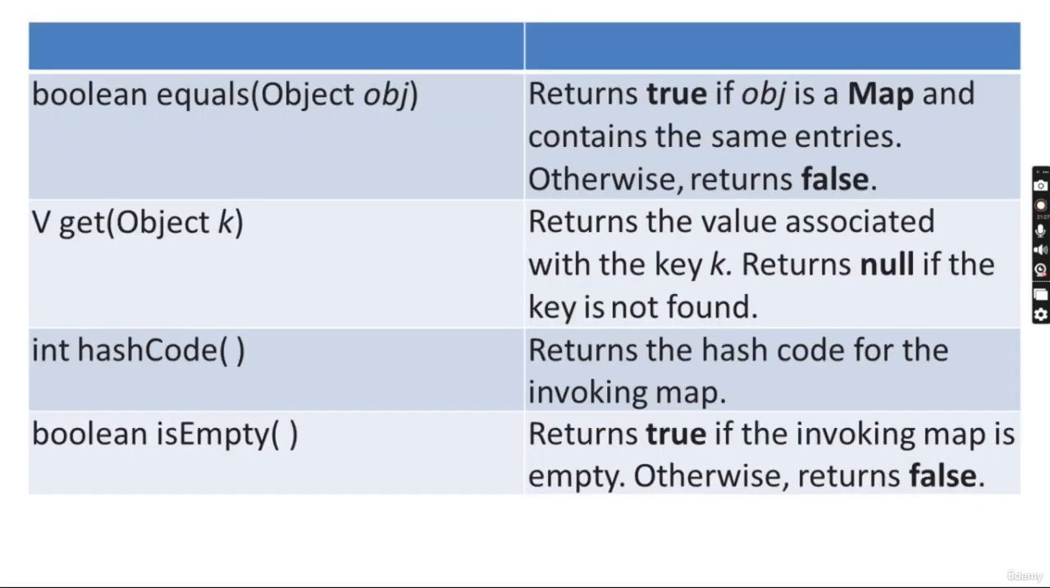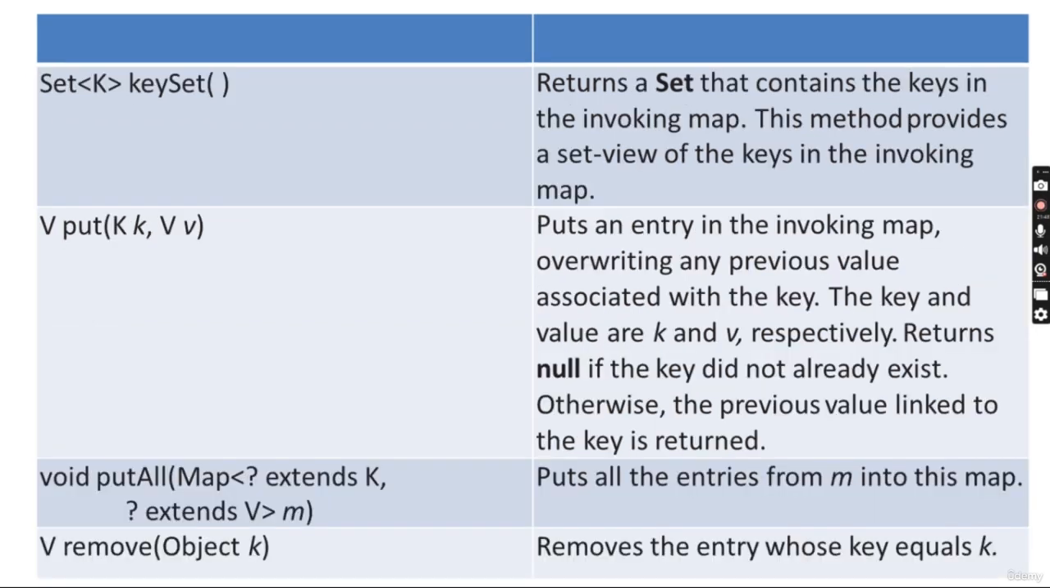boolean equals(Object obj) returns true if obj is a map and contains the same entries, otherwise it returns false. get(Object k) returns the value associated with the key k, and returns null if the key is not found. int hashCode() returns the hash code for the invoking map. boolean isEmpty() returns true if the invoking map is empty, otherwise it returns false. Set<K> keySet() returns a set that contains the keys in the invoking map. This method provides a set view of the keys in the invoking map.